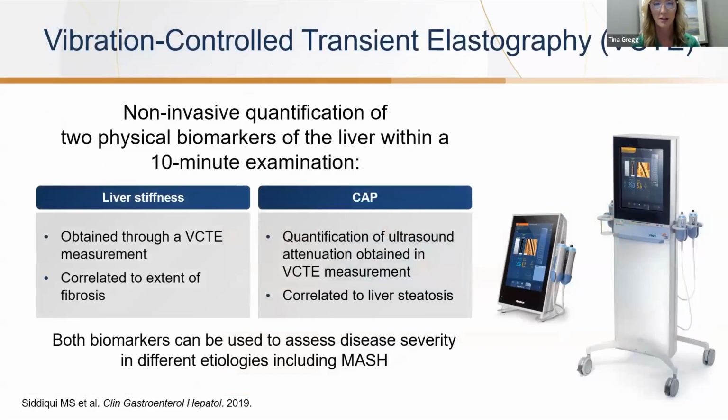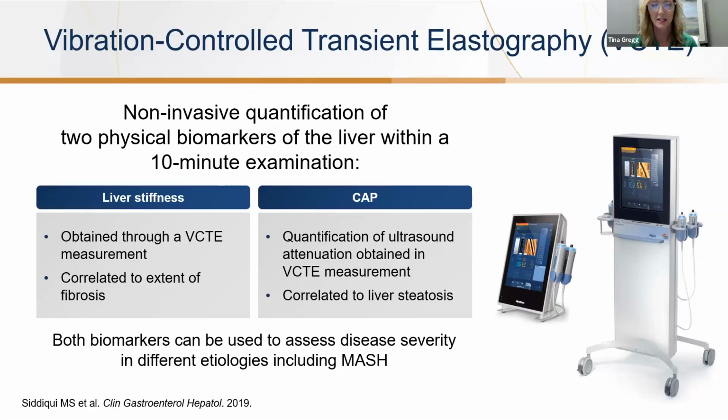We'll talk a little bit more about this technology, vibration-controlled transient elastography. This is known as FibroScan. This is a very common method that is used that we'll hear probably a lot about in coming time. There are also similar technologies to FibroScan, but this is certainly the one that's been available the longest and the most used currently. So FibroScan is known as transient elastography.